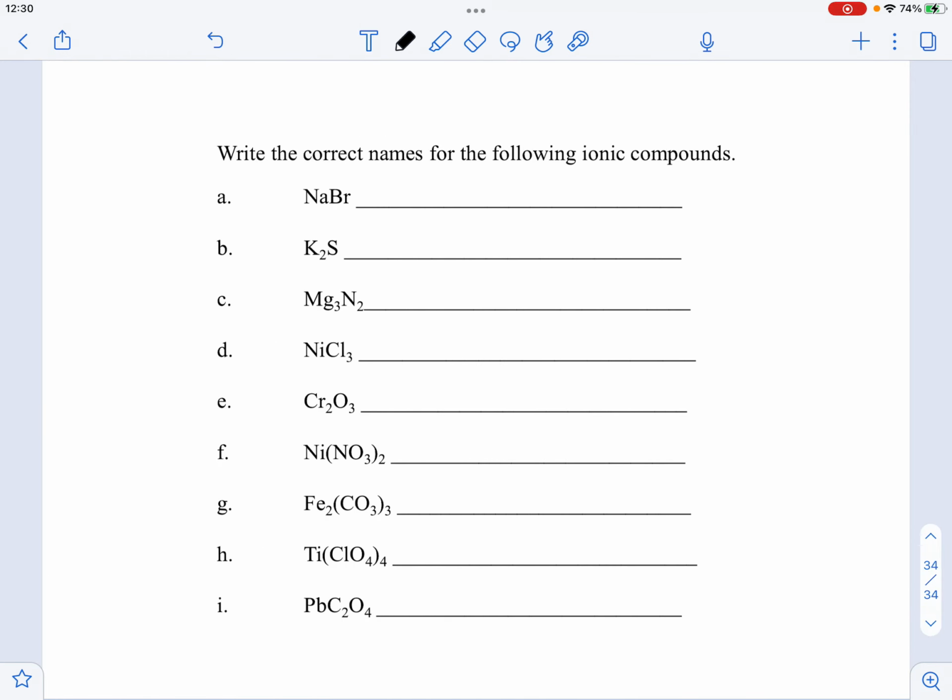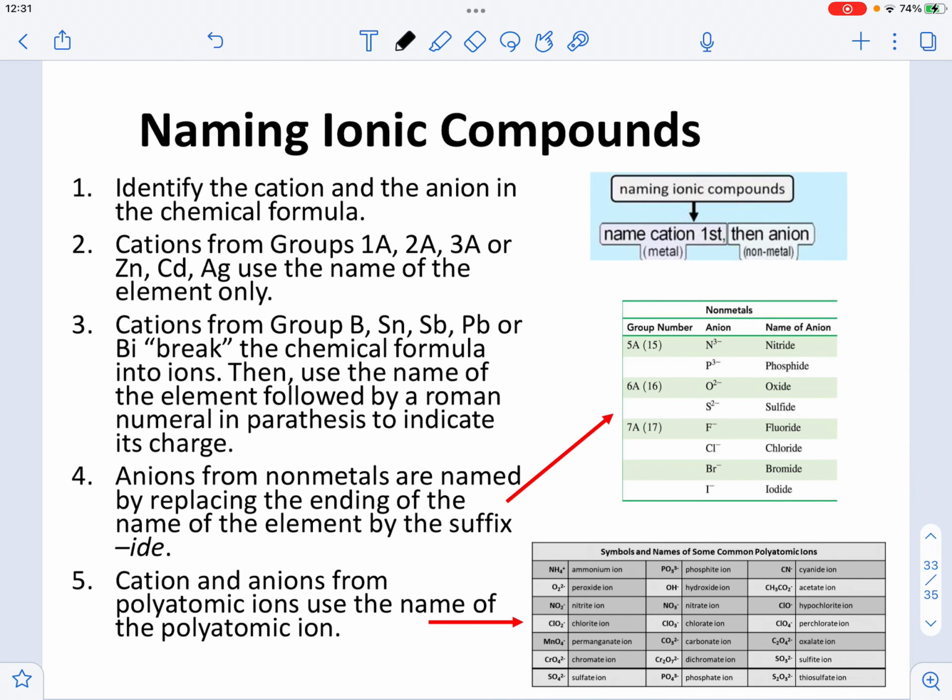So, in order to understand this, I'm going to do letter A, letter D, and letter F. In letter A, we have sodium and bromine. Sodium and bromine are both representative elements. In the case of sodium, because it is a representative element in group 1A, I'm just going to use the name of the element. So I'm going to write sodium. This is given by rule 2.